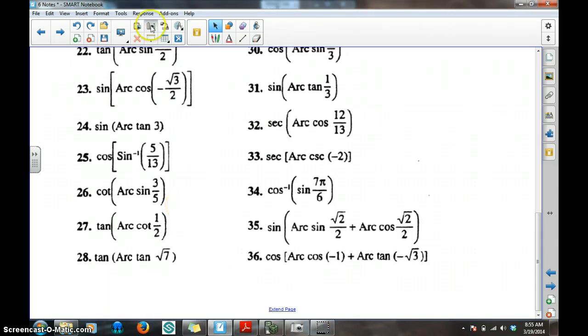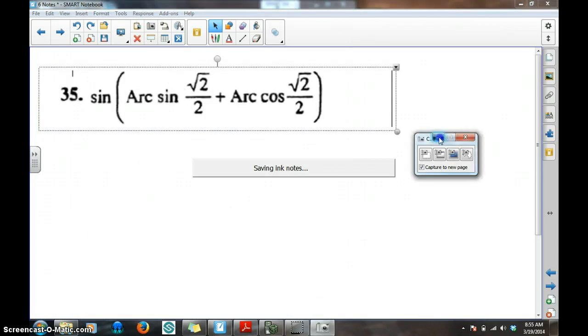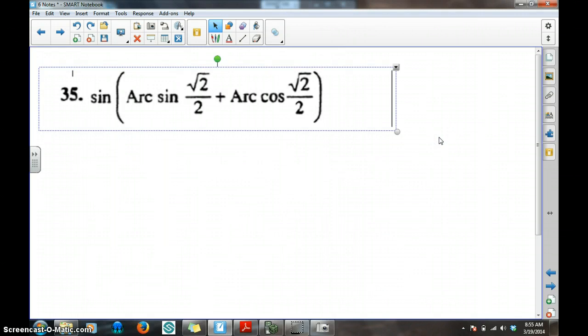Questions on that one? This challenge question that I'm going to ask you to try is number 35 at the bottom of page 65. Give this one a shot. Remember your order of operations.